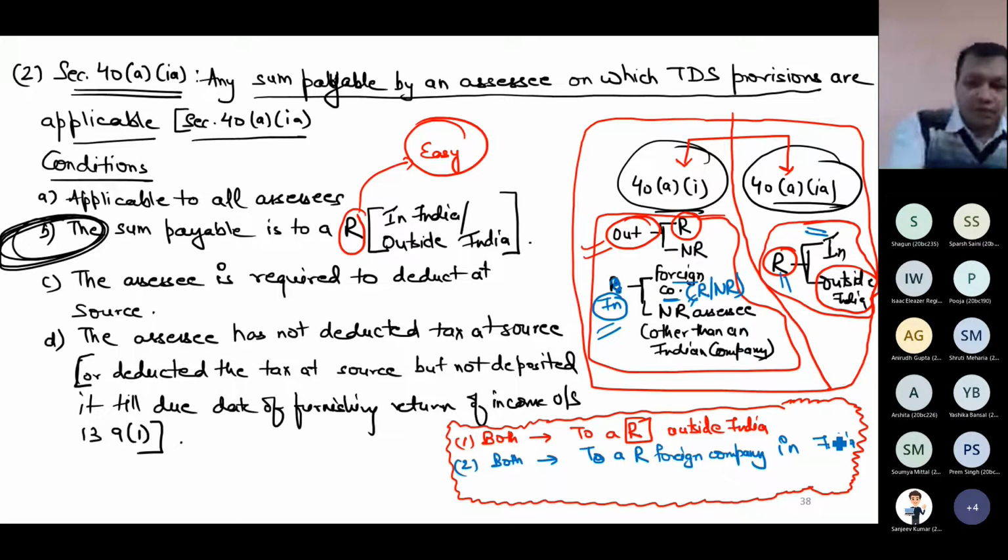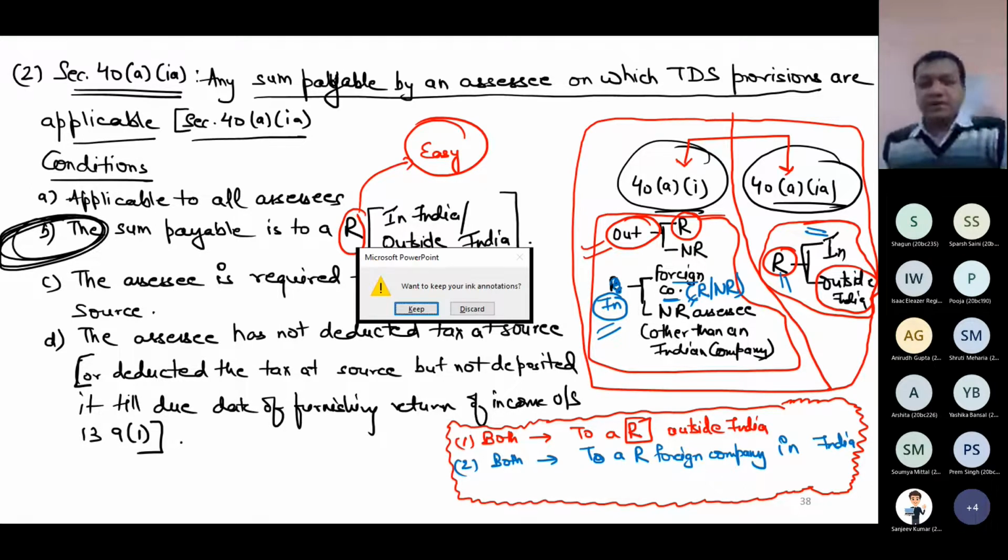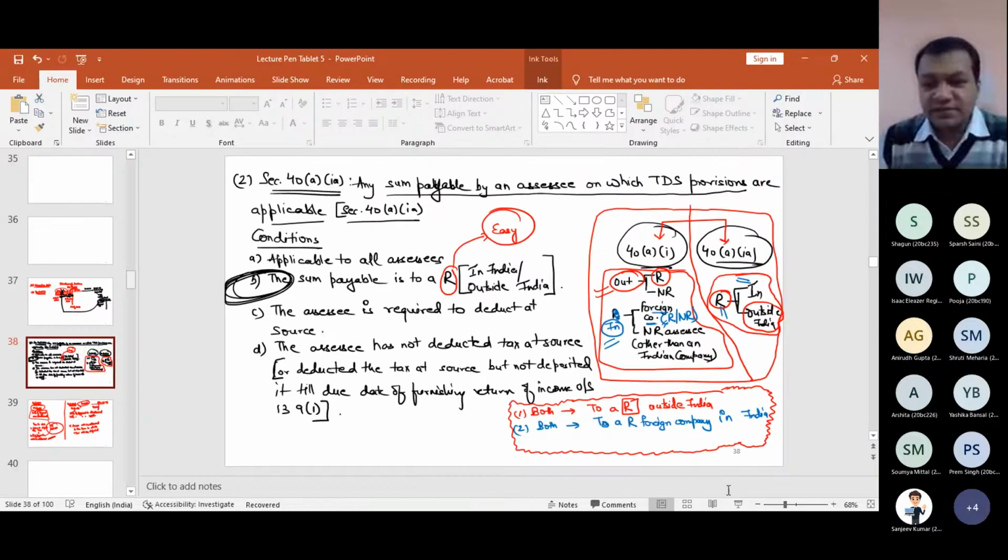Is it clear or not? This is what I wanted to ask you, that something is problematic in the language of the act. These two payments can be covered under both the sections. 40A1 also covers it, 40A1A also covers it. Is it clear or not? It is again a little bit technical, but if you carefully notice that screen, you can easily understand that yes, these two payments are covered in both the sections. Please raise your hand if the point is clear.